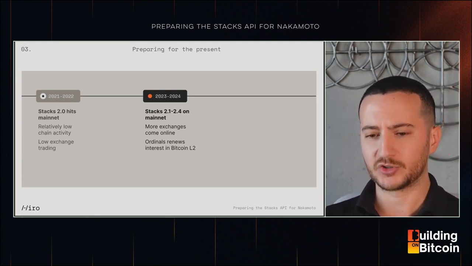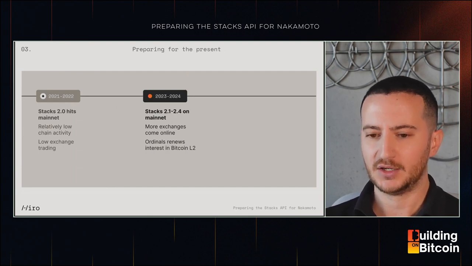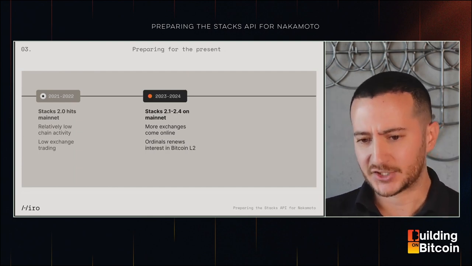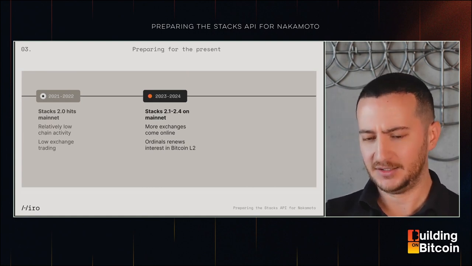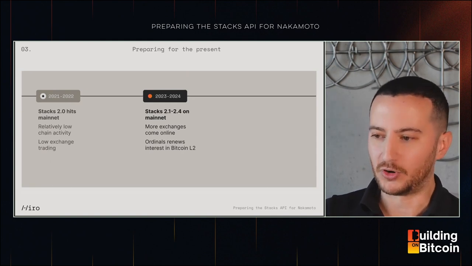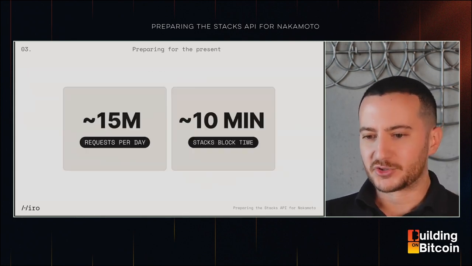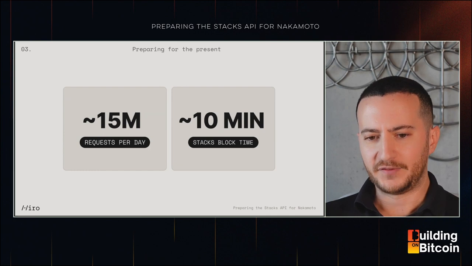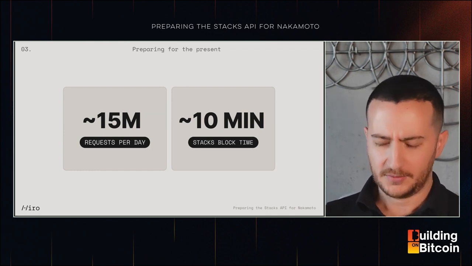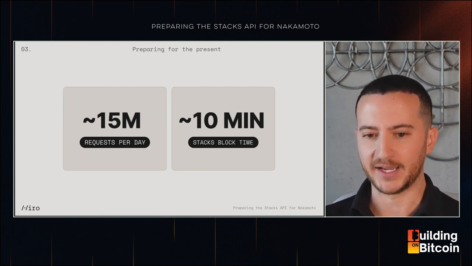And around this time, also the Stacks 2.1 to 2.4 versions launched on mainnet. So this also required a lot of on-chain activity. And lastly, some new exchanges came online that started trading STX, some very large exchanges. So obviously this also means more on-chain activity. So today, the numbers we're doing on the API are roughly 15 million requests per day on a normal day. We might do more than that if there are some periods of very high activity. I'm going to give you some examples soon.